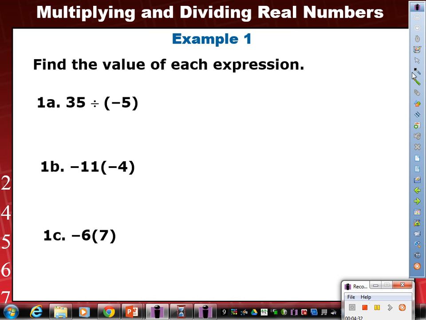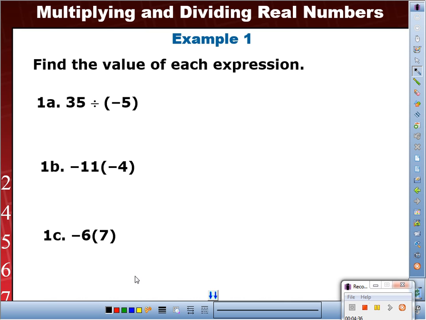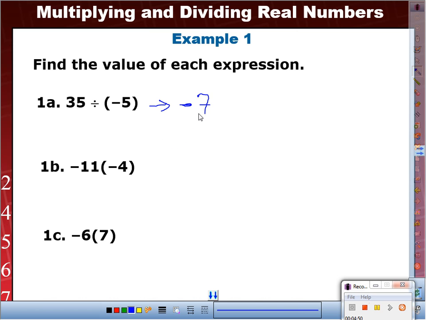Number 1. Let me go over the steps to make sure we got our steps down. Step 1, identify if the result is a positive or negative. So are they the same sign? No, so it's a negative. Step 2, compute. What is 35 divided by 5? 7. Step 3, simplify. Can we simplify any more? No. So we're done with that.